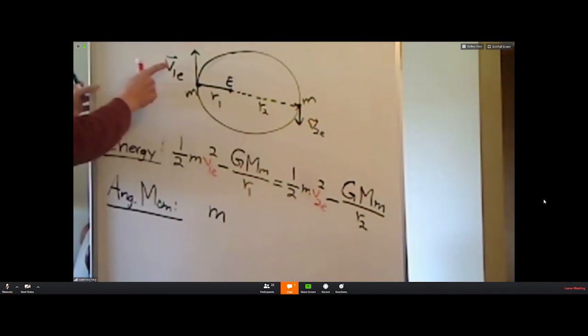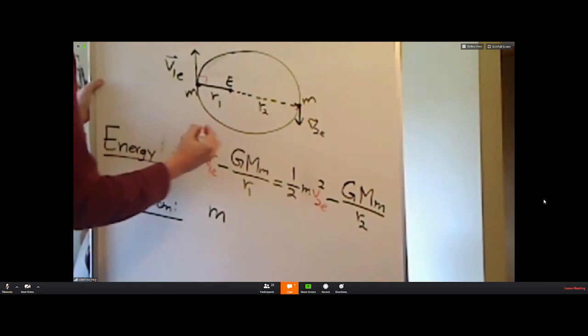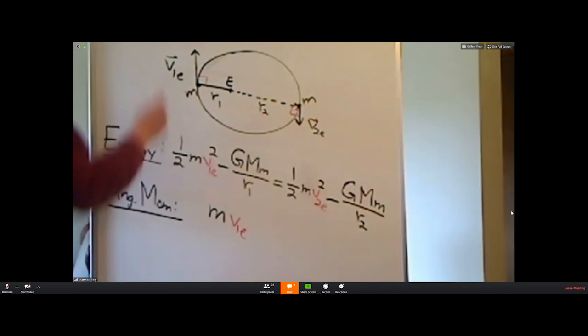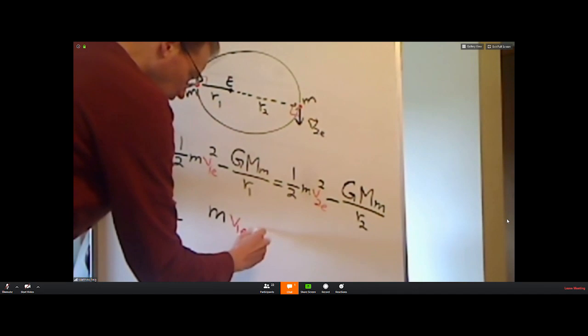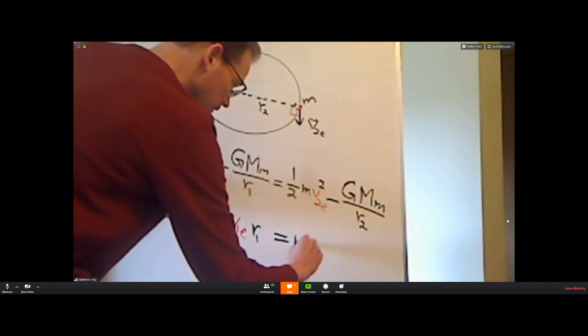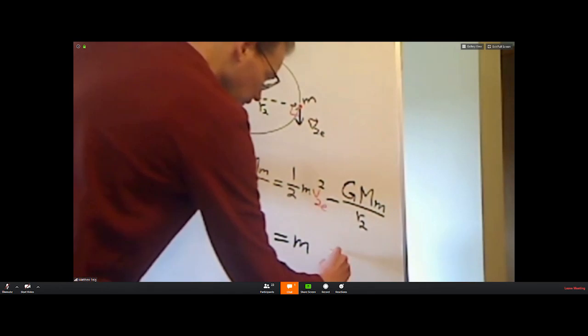Mass times how much of this velocity is perpendicular to R1. At apogee, it's all perpendicular. And at perigee, it's all perpendicular. So I don't have to do any weird angular stuff. At this point in red, it's easy to do angular momentum. And at this point in red, it's easy. Everywhere else, it's a little more complicated. M times V times R. And then this should just be the same. At the close-up point, at closest approach, R is small, V is big. And at the furthest approach, R is big, V is small.